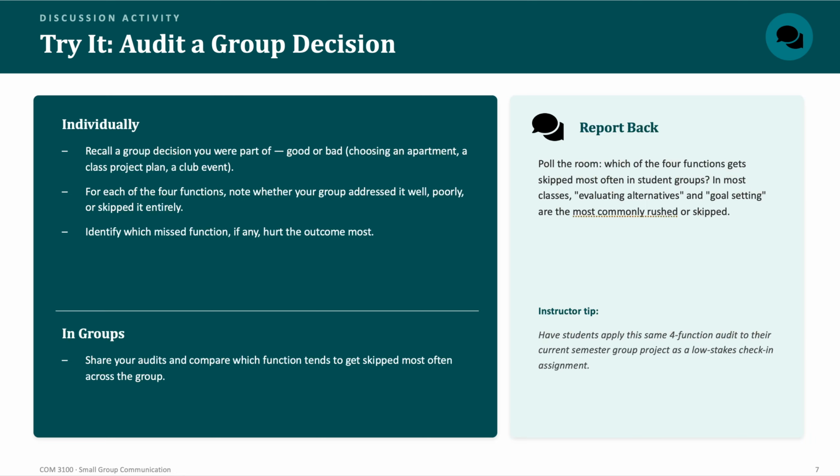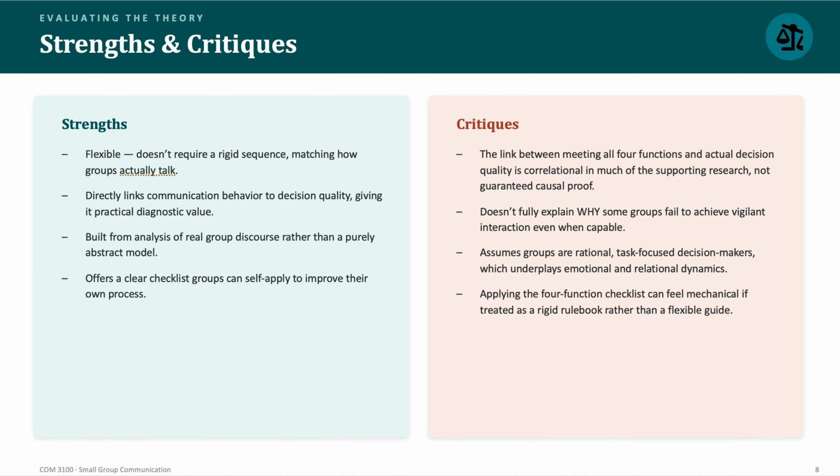And then in groups, when you do the podcast at the end of the semester, you're going to talk about that. So again, maybe one member of your group is going to tackle the whole idea of this theory and how it might have affected some of your decision making in the project that you're going to complete this semester. So it's very flexible. It directly links communication behavior to decision quality, which makes it very practical and pragmatic. It's also built from analysis of real group discourse.